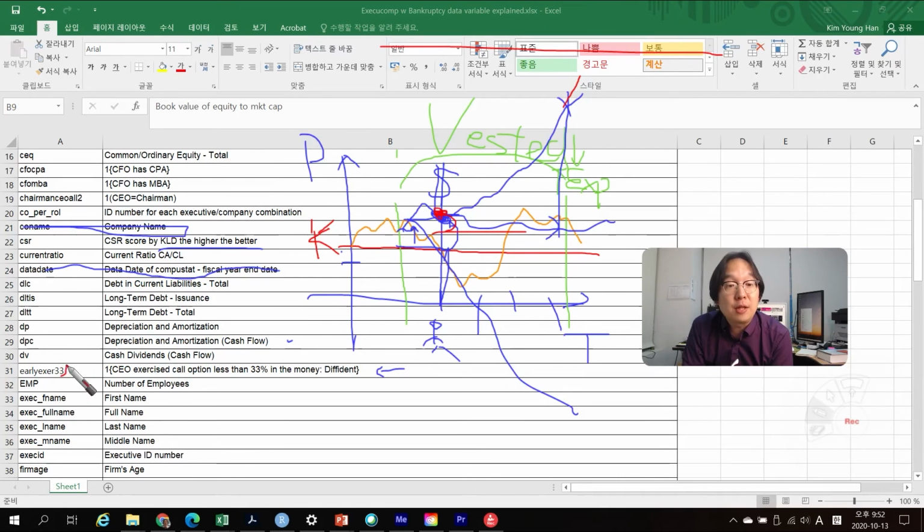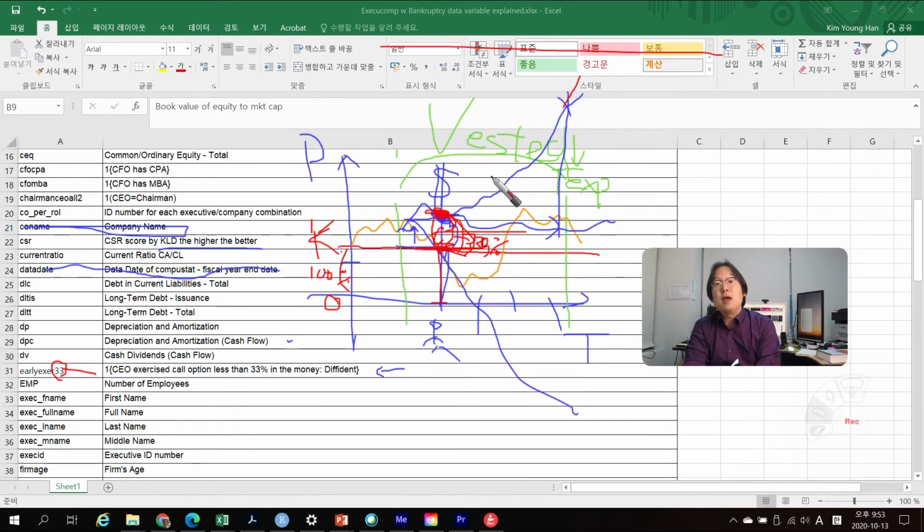So early exercise 33, what does this 33 mean? Here, this is 0 to strike price. Let's say this is 100%. If the call option is in the money by 33%, that is, if the stock price is 33% or less above the strike price, and the CEO exercised this call option, then this identifier says 1. This guy is underconfident or diffident. Early exerciser over here, that's this guy.